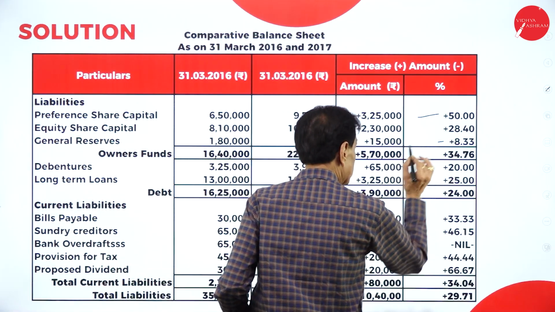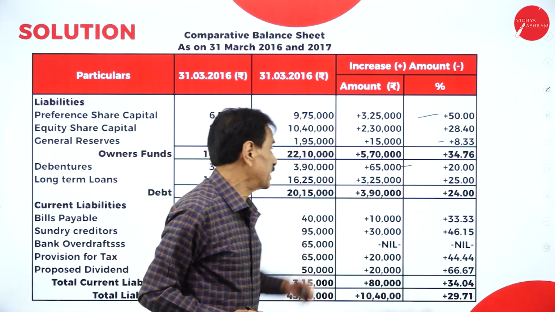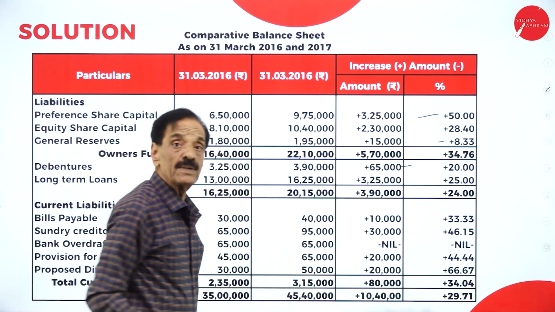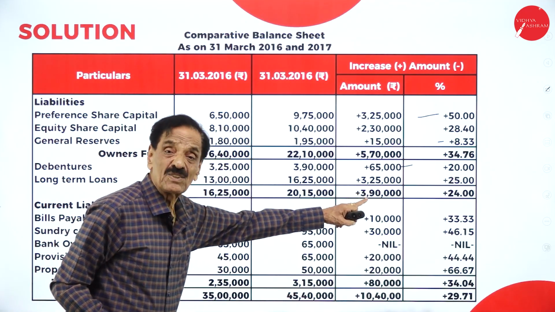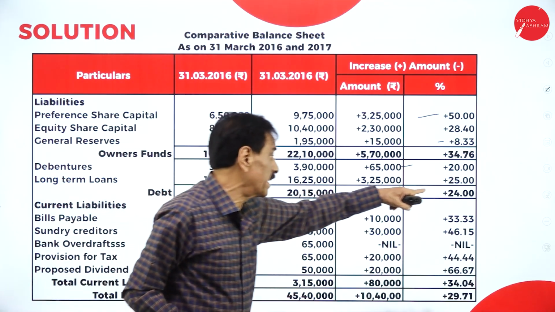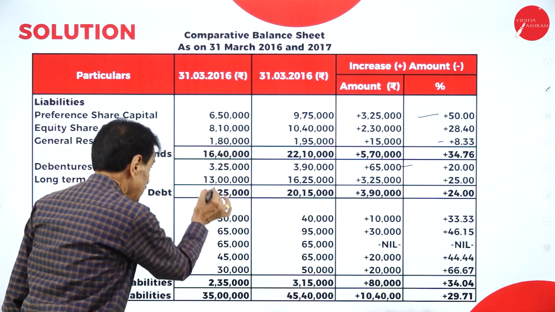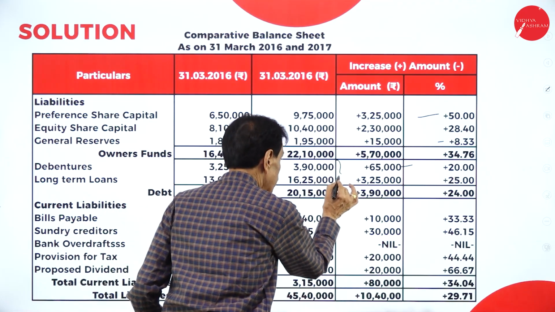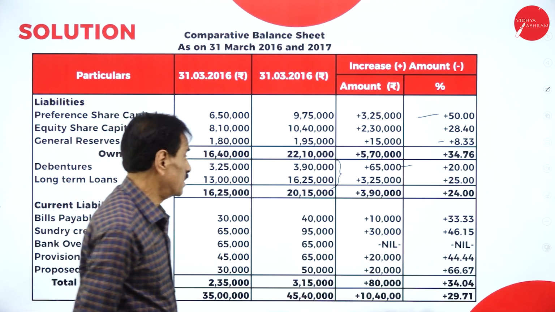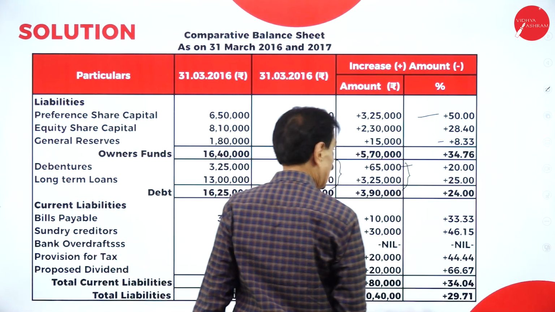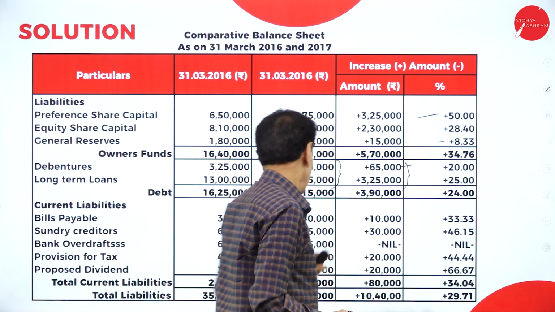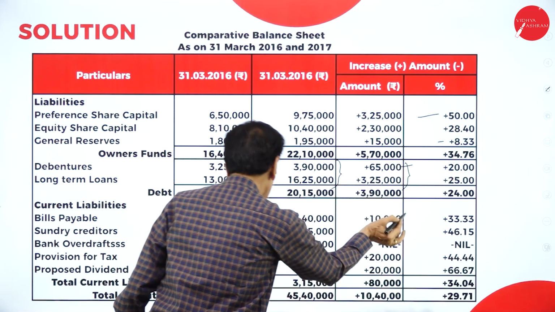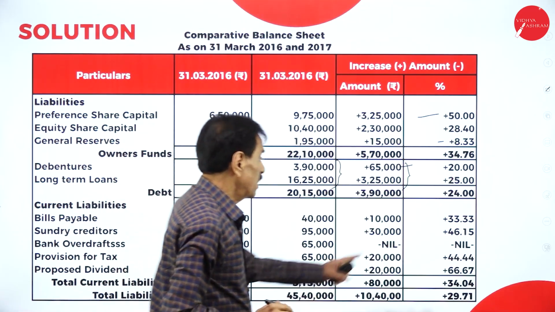Then debenture 3 lakh 25,000 to 3 lakh 90,000. There was an increase of 65,000, so 20%. Long-term loan 13 lakh to 16 lakh 25,000. There was an increase of 3 lakh 25,000. 3 lakh 25,000 divided by 13 lakh into 100 is 25%. The total of the debt: if you add these two, 16 lakh 25,000 and 3 lakh 90,000, it is 20 lakh 15,000. So here, 16 lakh 25,000 to 20 lakh 15,000, an increase of 3 lakh 90,000. 3 lakh 90,000 divided by 16 lakh 25,000 is 24%.